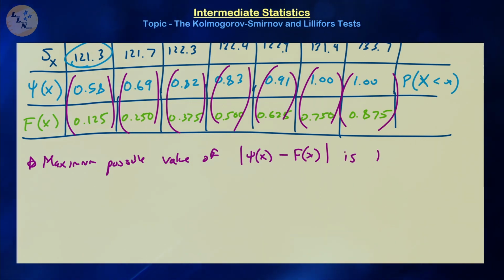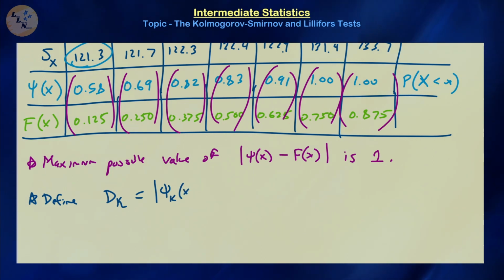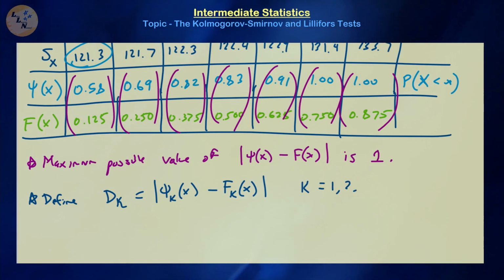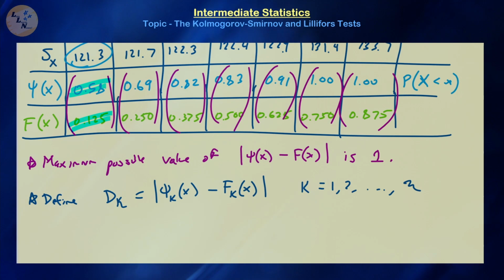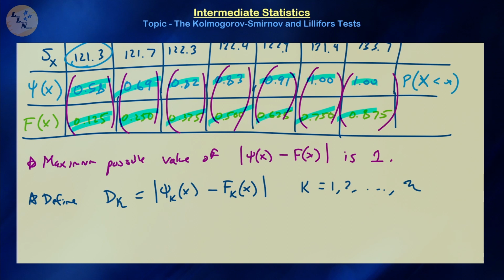You should be able to show that that is going to be equal to 1. For example, all of those values should be between 0 and 1, so one could be 0, the other one could be 1, and that's the maximum distance they could be. So what we're going to do is define a distance metric, let's call it d_k, and this is going to be equal to the absolute value of psi(x_k) minus f(x_k). And here k is going to range from 1, 2, all the way to m. So we're just going to be comparing these theoretical values to these empirical values and look at the absolute distance between each of them. All right?